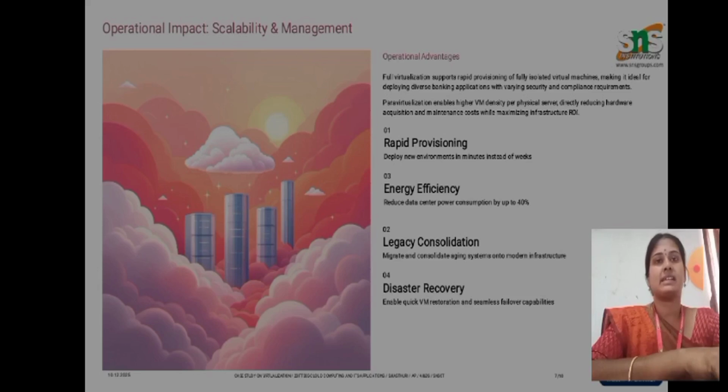Next is disaster recovery. VM snapshots, replication and live migration ensure zero downtime. For example, if a data center in Mumbai fails, VMs instantly move to a backup location in Chennai or Bangalore.